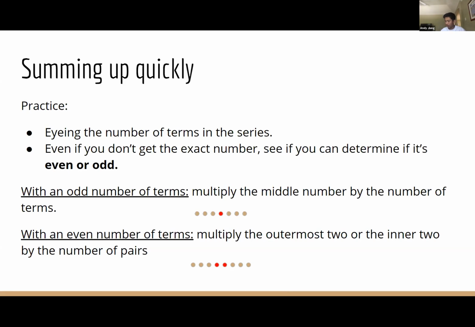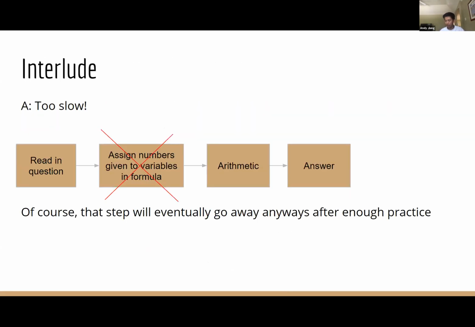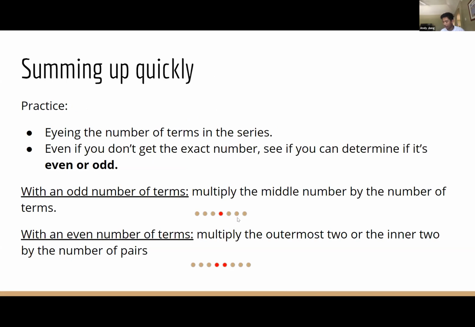Instead of having to go through this formula, what you're doing essentially is taking the average of the first and last and getting the middle term. So there's really no point to go through the formula. In this case, to sum up all of these terms, immediately I see there's 7. So 7 times the middle term, that's my answer.